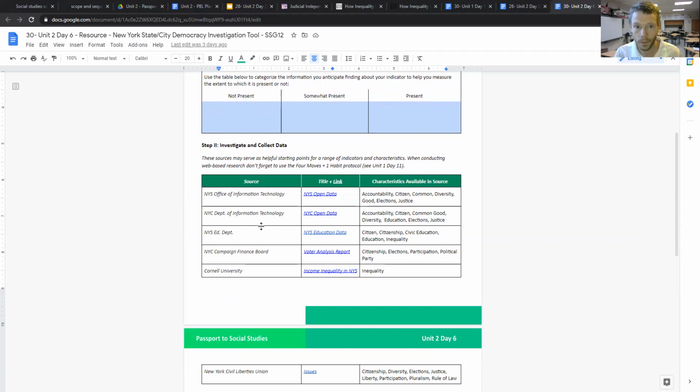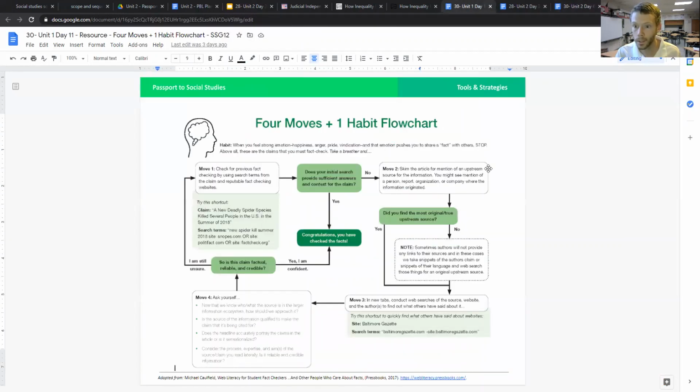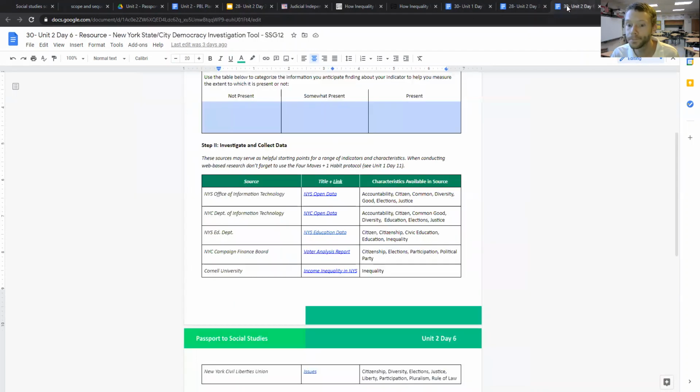And it may be useful, especially if you're doing this as your opening unit for the year, to introduce the 4 moves plus 1 habit protocol, which is in Unit 1, Day 11 of the digital curriculum. And I included it here for your reference as well. It's very useful when helping students with the preliminary stages of online research, as well as helping students to keep track of the information to make sure that they're engaging in sourcing and really looking for validity and reliability as they engage in academic research.